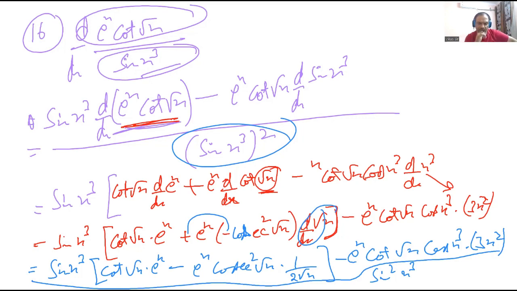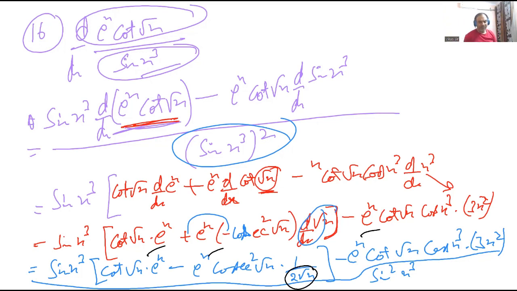The first thing you can do here is take something common, and the only thing I can take common is e raised to power x, because it is coming in all the three steps, here, here, and here. You can't take cot root x because in the middle cosec square x is coming. You can't take under root x common. You can't take any other thing common. You can simply take e power x common and everything else inside the bracket. You can further take 2 root x as the LCM, and you can do the simplification.